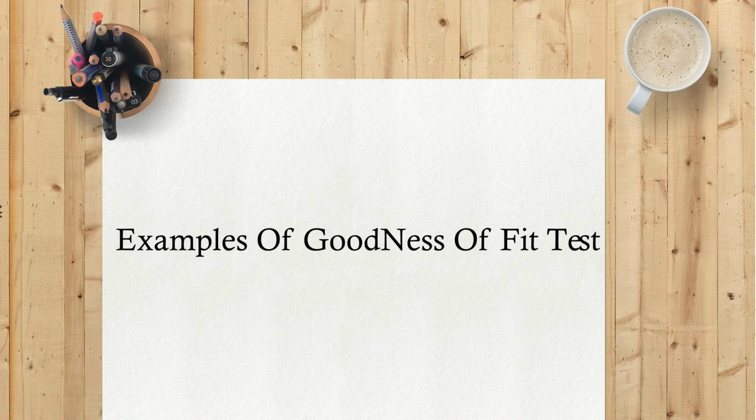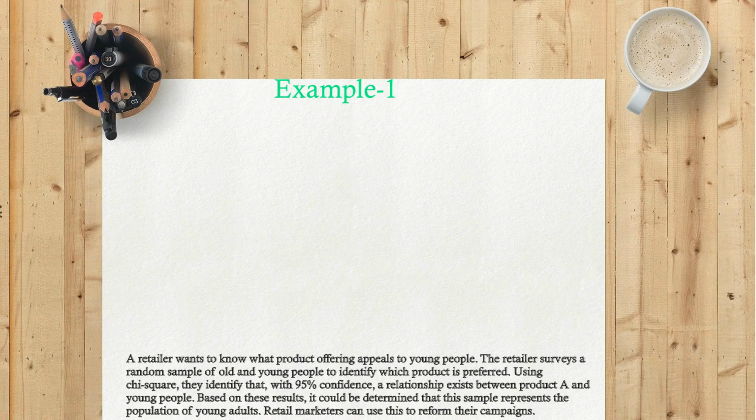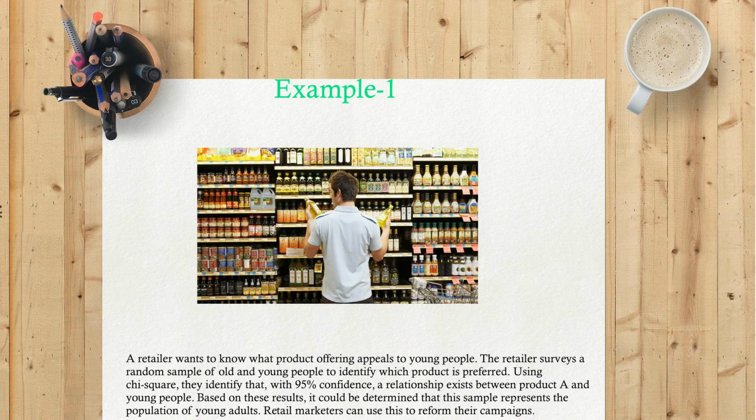Examples of goodness of fit test. Example 1. A retailer wants to know what product offering appeals to young people. The retailer surveys a random sample of old and young people to identify which product is preferred. Using chi-square, they identify that, with 95% confidence, a relationship exists between product A and young people. Based on these results, it could be determined that this sample represents the population of young adults. Retail marketers can use this to reform their campaigns.